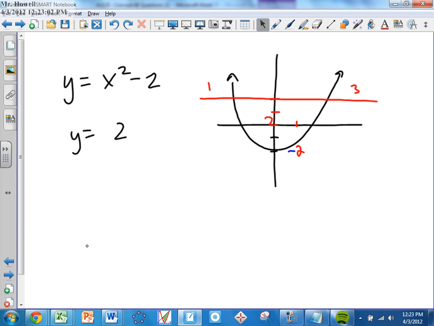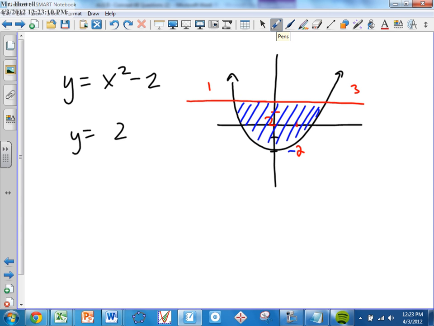So, if we're finding the area between the curves, whoa! That's funny, next year we're going to get the joke. Yeah, I know. Anybody that sees that's not going to get it.